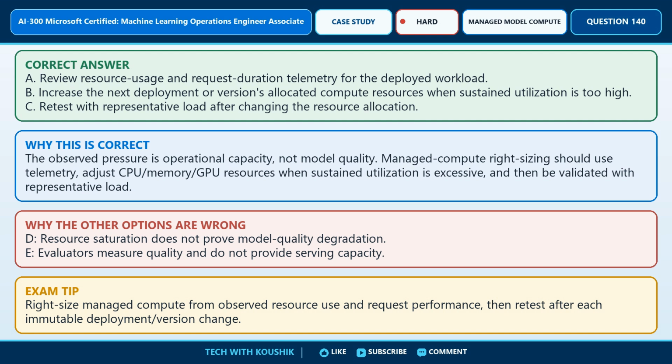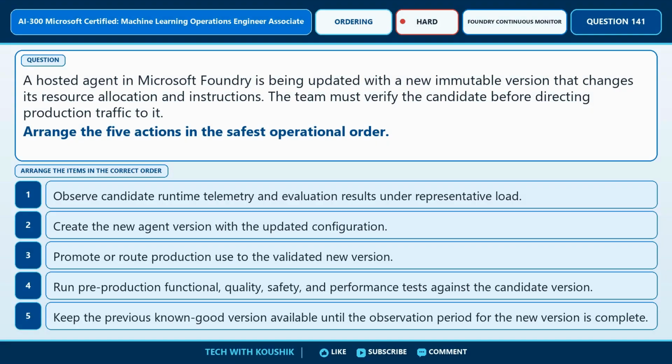The incorrect choices fail for the following reasons. D. Resource saturation does not prove model quality degradation. E. Evaluators measure quality and do not provide serving capacity. Keep this examination point in mind: right-size managed compute from observed resource use and request performance, then retest after each immutable deployment or version change. The next item is question number 141.